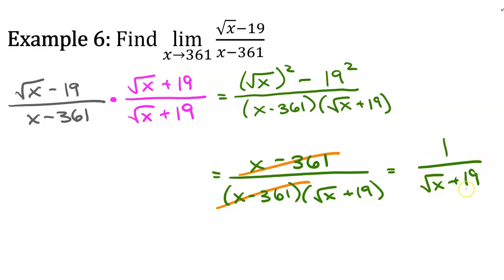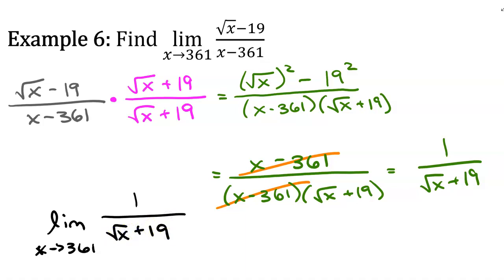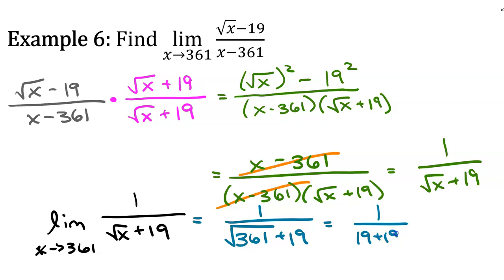Therefore, it's simplified. We should be able to apply the limit. Should. Not always, but should. So, limit as x approaches 361 of 1 over square root of x plus 19. We now have avoided the 0 in the denominator, so we can use basic substitution. So 1 over square root 361 plus 19, which is 19. So 1 over 19 plus 19. So that would be 1 over 38.